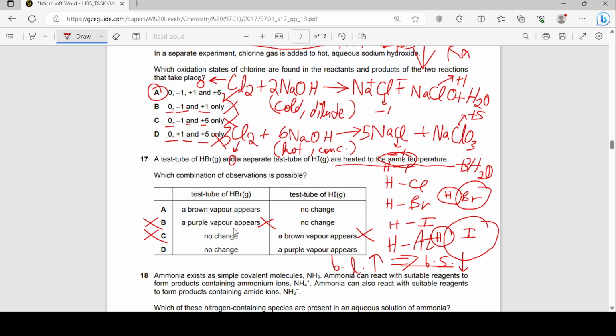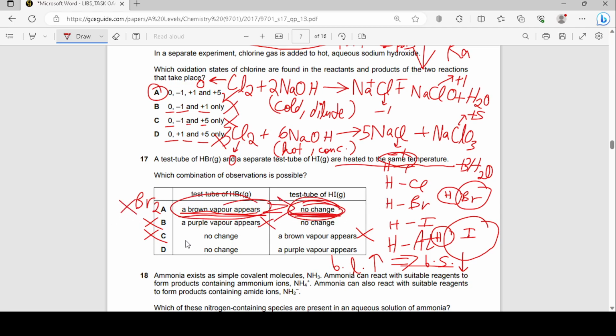Now, if you look at A versus D, A implies that HI has not reacted because there was no change. HI has not decomposed, because they're heating it, so this is thermal decomposition that's taking place. So HI has not decomposed, whereas HBr has decomposed because a brown vapor of Br2 gas appears. But that's wrong because, as I told you, HI is a weaker molecule with a weaker bond because of the greater size of the iodine atom. So because of that, HI should react. If HBr is reacting, that implies that HI should have reacted first. But if they're saying that there's no change, then that has to be wrong.